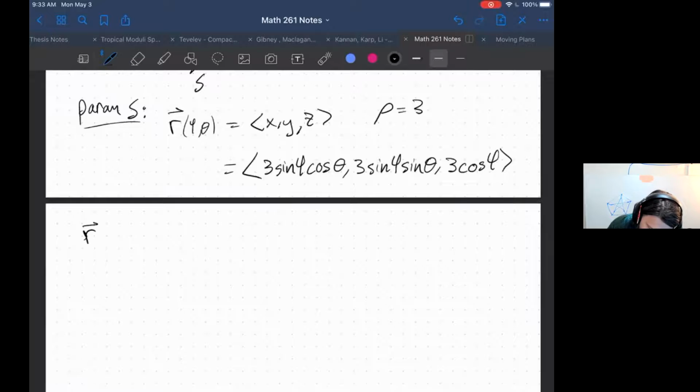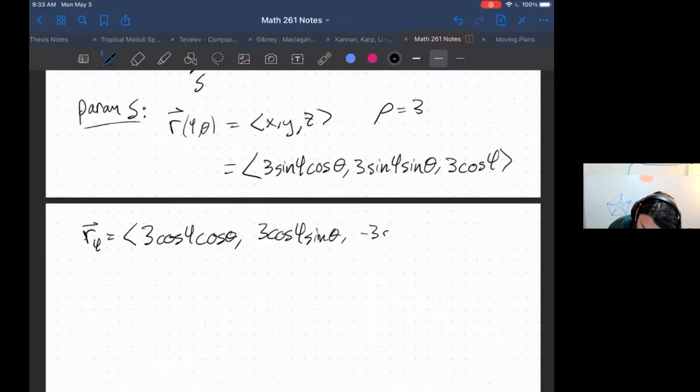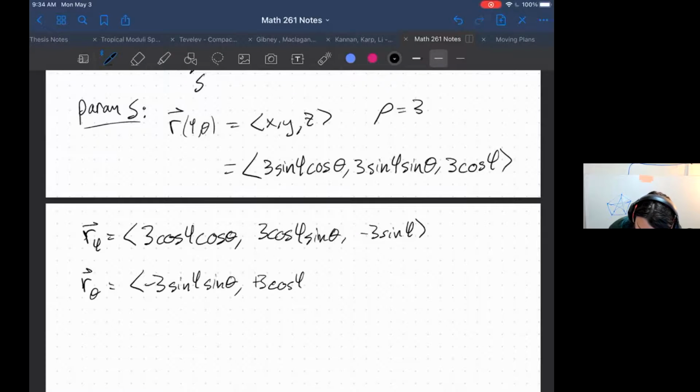I'm going to go somewhat quickly through the partial derivatives because they are just partial derivatives. R sub phi is 3 cosine phi cosine theta, 3 cosine phi sine theta, -3 sine of phi. R sub theta is -3 sine phi sine theta. Y is +3 still, cosine phi cosine theta, and 0 for the third component.